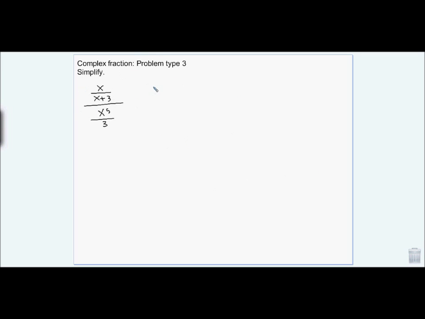Let's try another one. I have x over x plus 3 divided by x to the 5th over 3. So that's x over x plus 3 times 3 over x to the 5th. Now, I don't have any factoring to do here, but one of these x's will cancel one of those x's, leaving me with x to the 4th. 3 and x plus 3 don't cancel. So I'm left with a numerator of 3, and then x to the 4th times x plus 3. And that is my final answer.